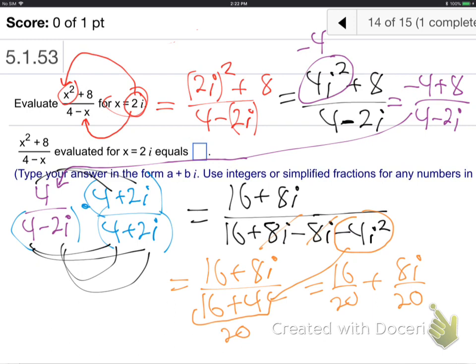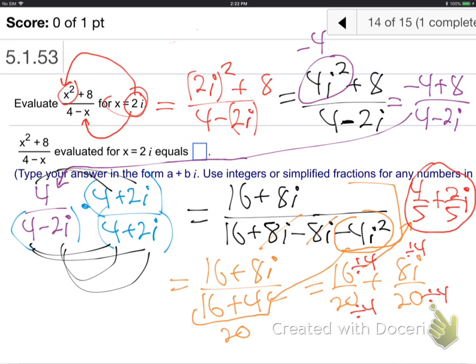A lot of steps on these. So then the final answer will be, what am I going to divide by? Divide by 4, top and bottom, be 4/5. Divide by 4 top and bottom, 2/5 I. There it is, 4/5 plus 2/5 I. Good on that? All right, I think we need a break.